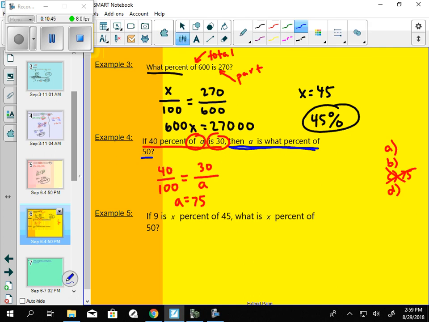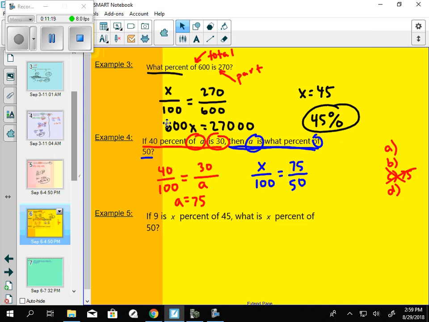Then A is what percent of 50? So again, what percent, what out of 100, because we're trying to find what percent. A is our part here. We know A is 75. Of is indicating our total. Our total we want is on the bottom, 50. So we want to cross multiply and figure out what percent this gives us. If you notice here, 75 is bigger than 50, so the percentage we get should end up being bigger than 100 on this problem.